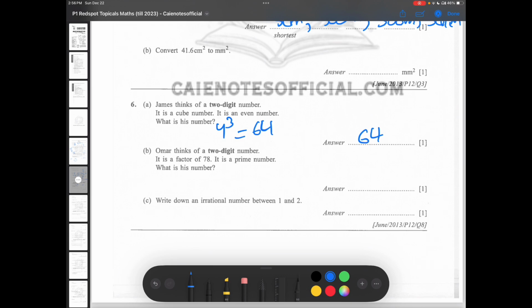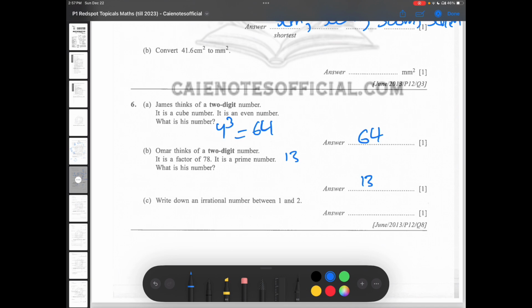11 is a prime number, but it isn't a factor of 78. After 11, the next prime is 13, and 13 multiplied by 6 is 78. So 13 is a factor of 78 as well, and prime too. So this is the answer. This is the number Omar thinks of.